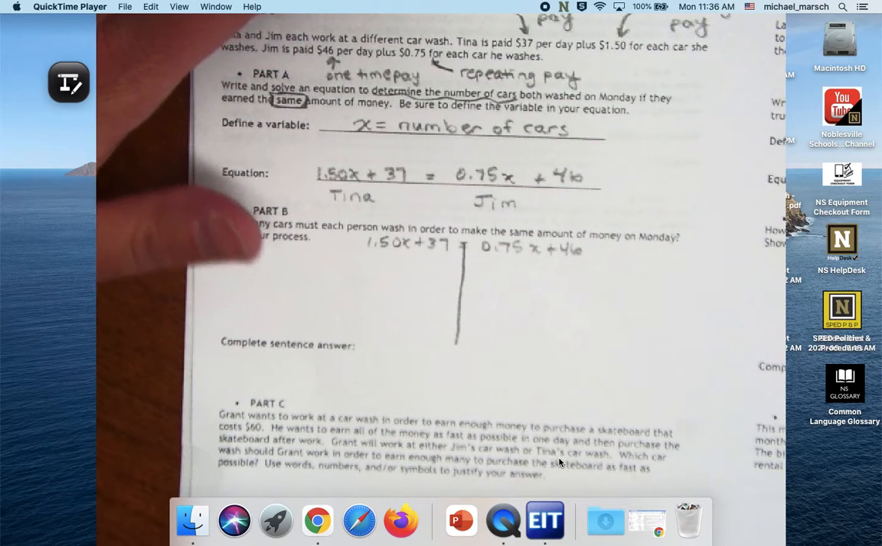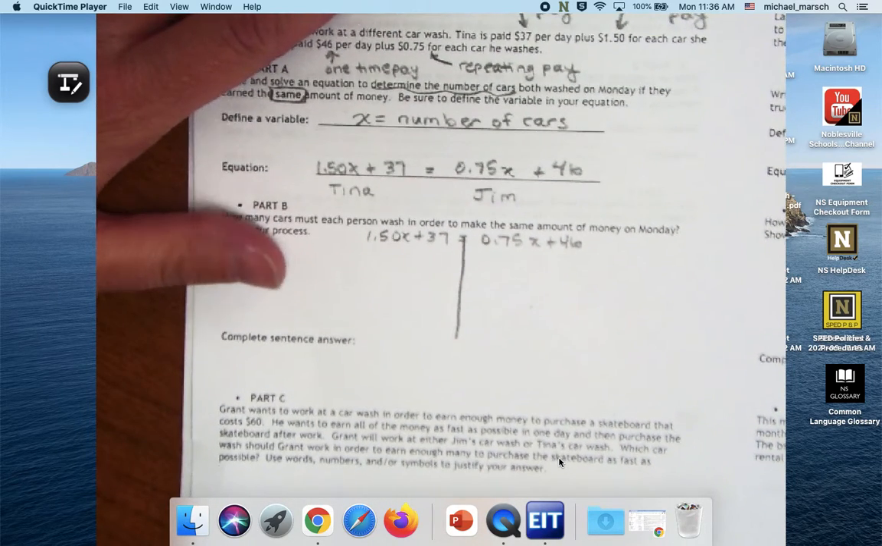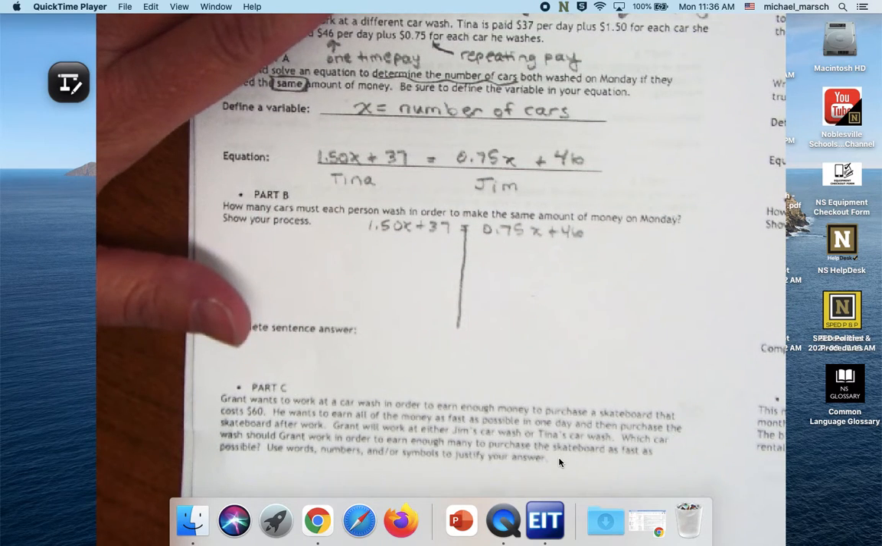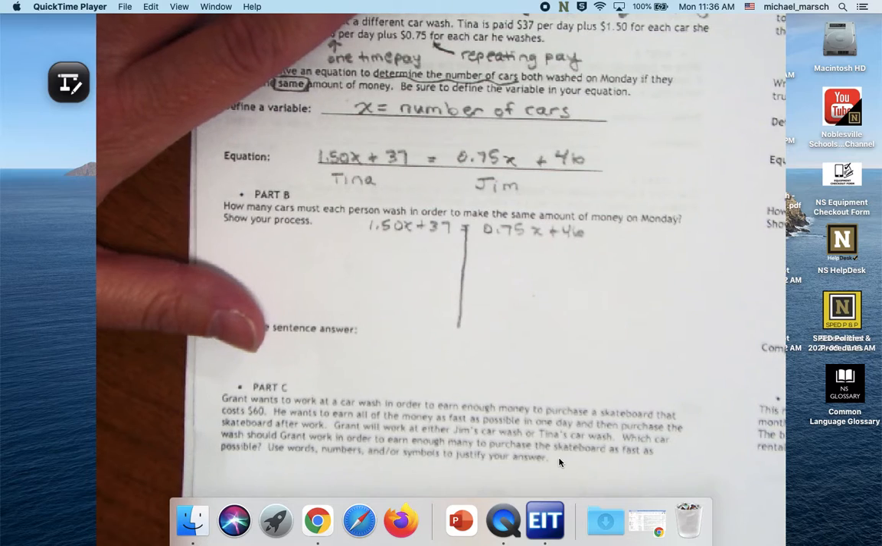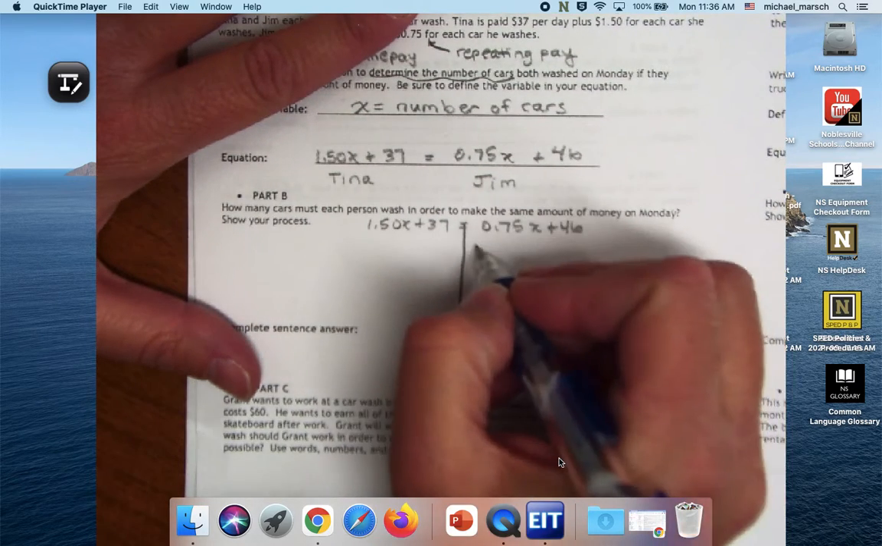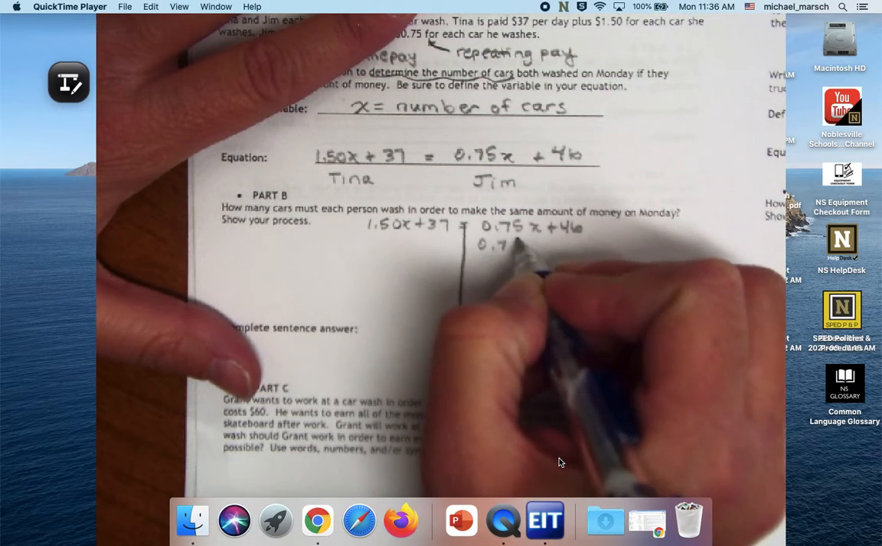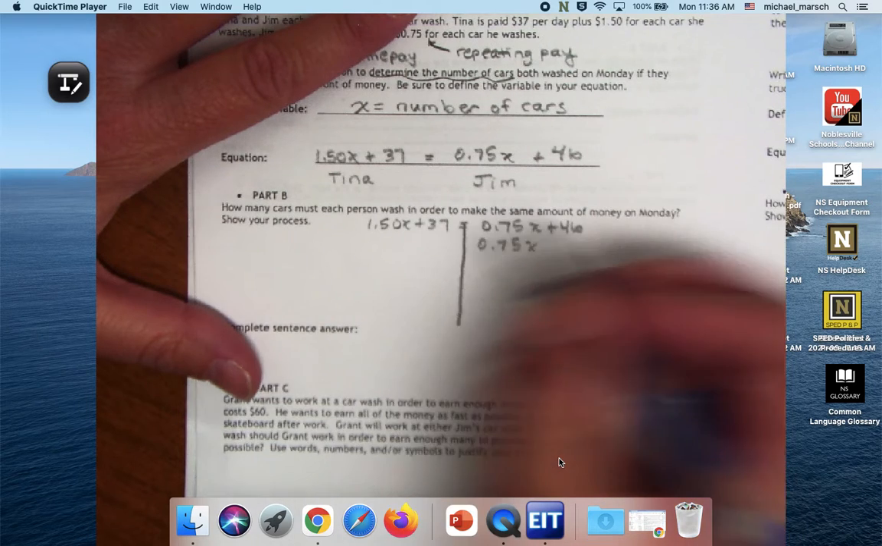All right, who can tell me how many hours they need to work to make the same amount? Evelyn? 12 hours. So what you should have done was 12 cars. Yes, thank you.